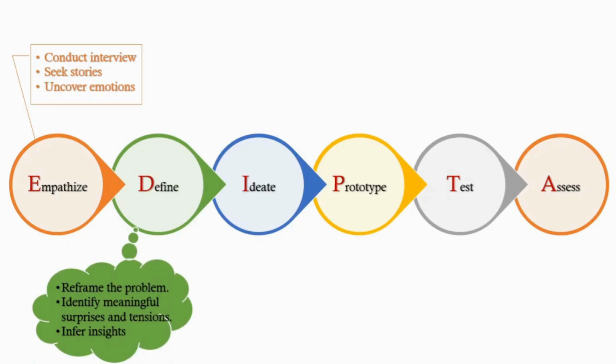When you are talking about the define process, here you have to reframe the problem, right? Here you have to identify the meaningful surprises and tensions. Ultimately, whatever insights you have taken from the users, you have to define the problem properly here so that you can move to the next step, right? So your first step, empathize, is over. The second step, define, is over. Then once you define the problem, you can move to the next step, that is ideate.